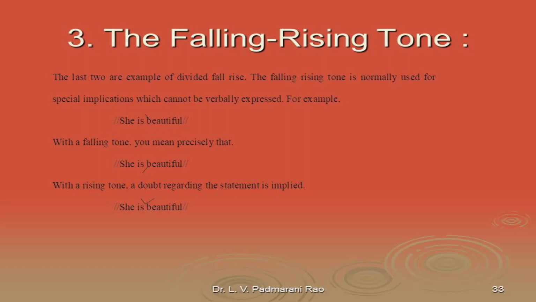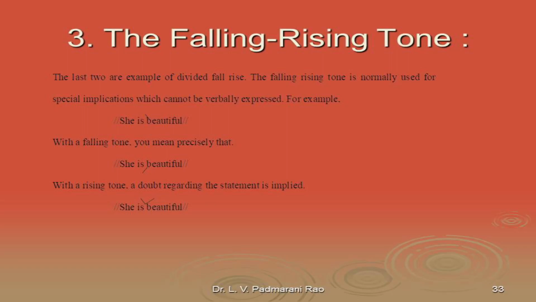She is beautiful. She is beautiful. If you look at the first sentence where we are giving the falling tone, with the falling tone you mean really she is beautiful. Second, she is beautiful. She is so ugly and you say she is beautiful. A sort of question is asked. With a rising tone, a doubt regarding the sentence is employed. She is beautiful. Right? Either you are over exaggerating it, or maybe she is beautiful, but her speech is not good.